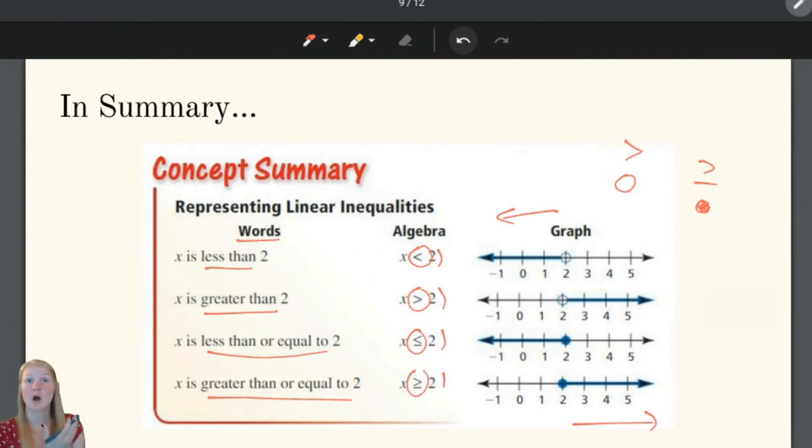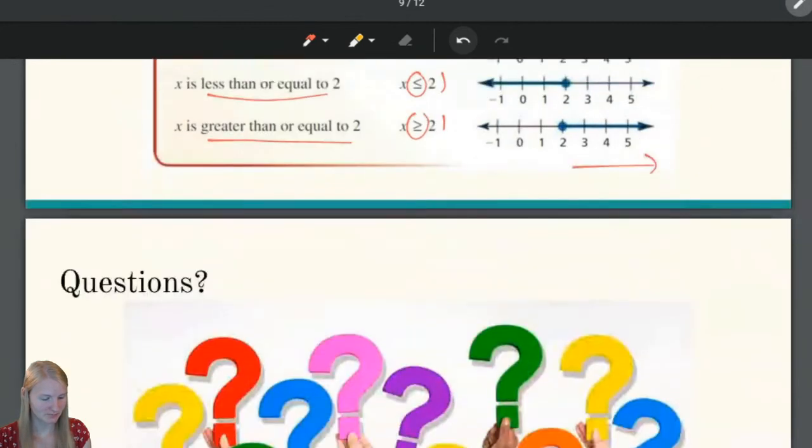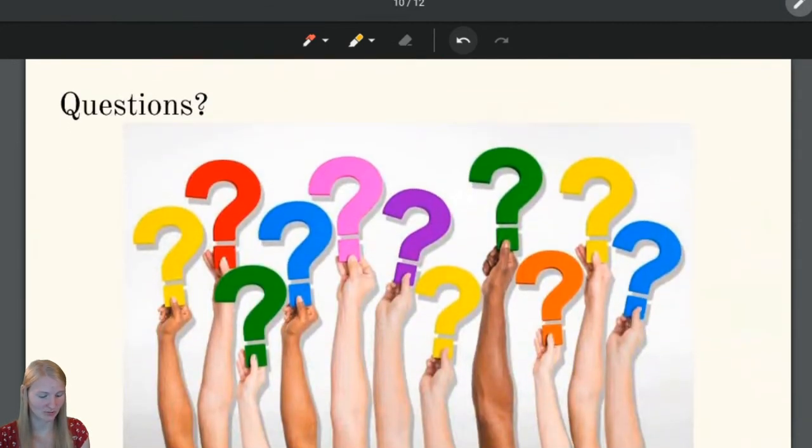If you want to put this in your notes, I'd recommend it. I'm not making you, because I think we've written down everything that you need. But if this helps you connect the dots better with this picture, great. Then write the picture down. Okay. So that is our lesson for today.